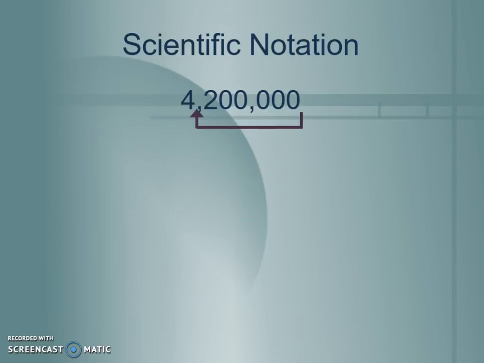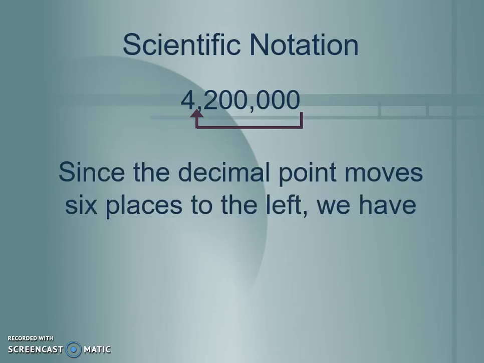So for instance, this number, we have 4,200,000. Well, if we count over to replace our decimal where they've put the arrow, we've counted over 6 places. So since the decimal point moves 6 places to the left, we have 4.2 times 10 to the 6th. And you can see here, we have 4.2, which is a value that is greater than or equal to 1, but less than 10.